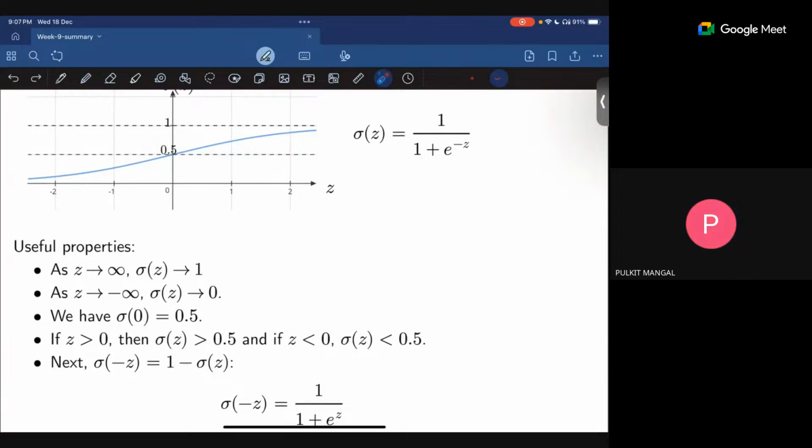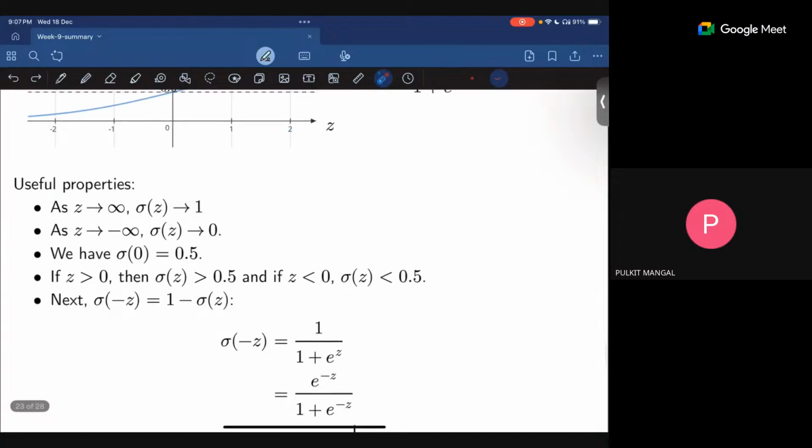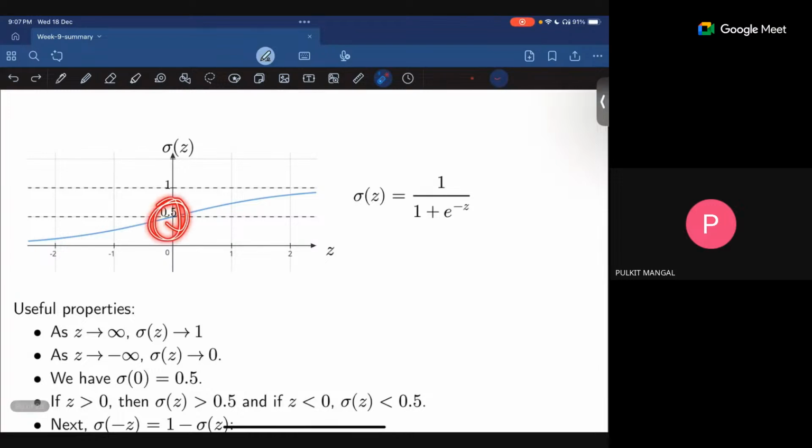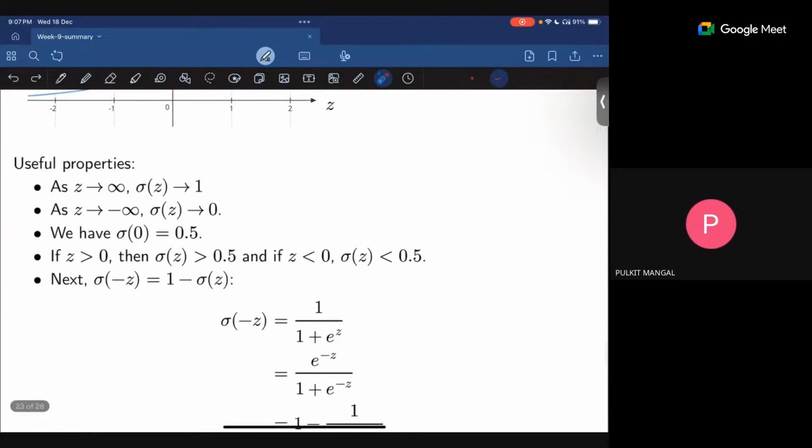Some useful properties of the sigmoid function. As z tends to infinity, the sigmoid function value at z tends to 1. As z tends to negative infinity, the sigmoid function value of z tends to 0. And at the point 0, the value of the sigmoid function is 0.5. If the z value is greater than 0, then the sigmoid function value at z would be greater than 0.5, and if it is less than 0, then it would be less than 0.5.